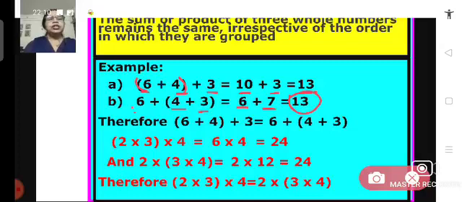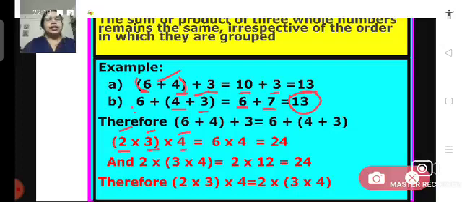So even if we change the order in which we have grouped the numbers while adding them, still the result remains the same. And this applies for the multiplication of whole numbers also. So if we want to multiply 3 whole numbers and if we change the order in which we group them, still the result remains the same. For example, if we want to multiply 2, 3 and 4.